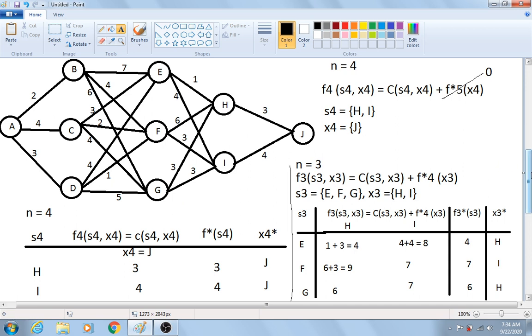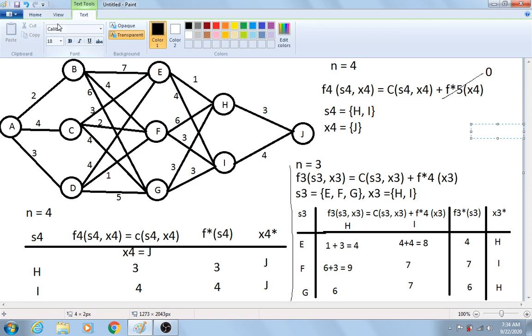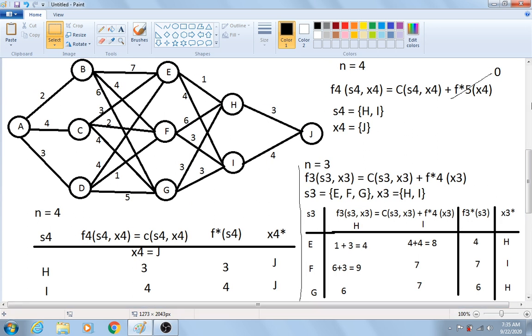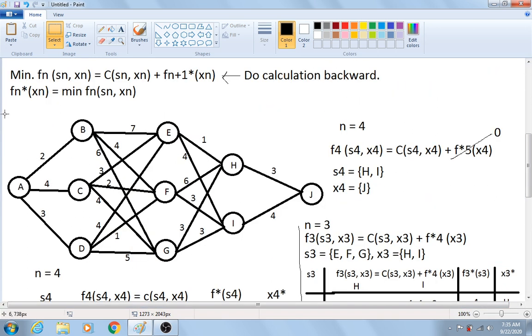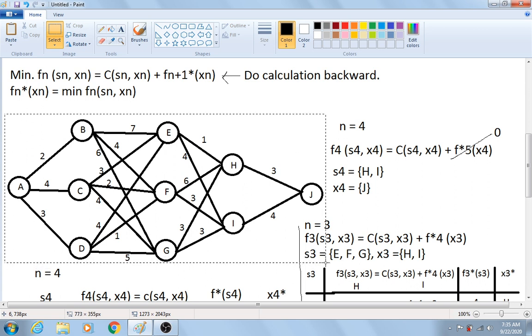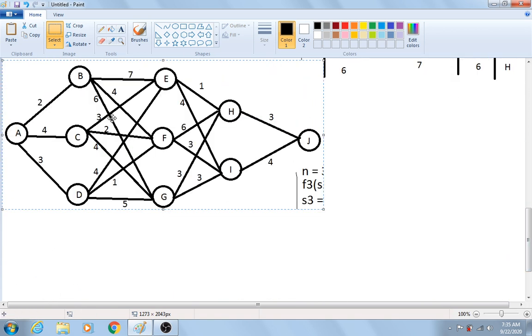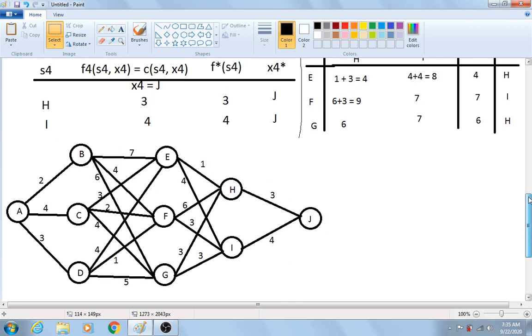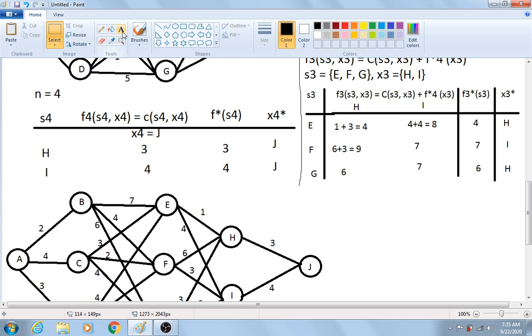Now we continue to stage number 2. I think I need the graph, the board system. I think I'm going to need it. Okay, I think I need to get rid of this. And now we're going to start stage number 2.